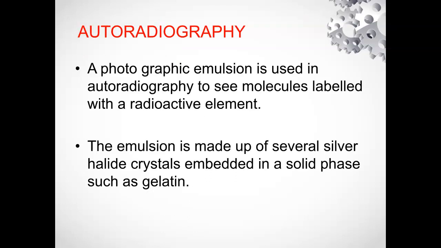In autoradiography, a photographic emulsion is used to see the molecules labeled with radioactive elements. For example, we can label glucose with carbon-14, and we can use autoradiography to monitor the movement of glucose within the system. The emulsion is made up of several silver halide crystals, which can be silver chloride or silver bromide. The halide represents halogens embedded in a solid phase such as gelatin.